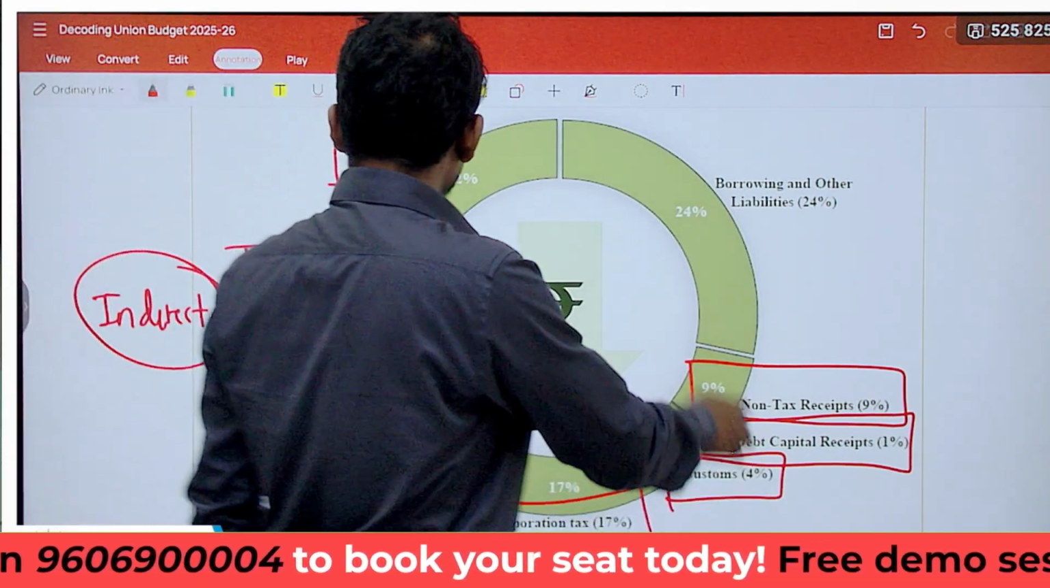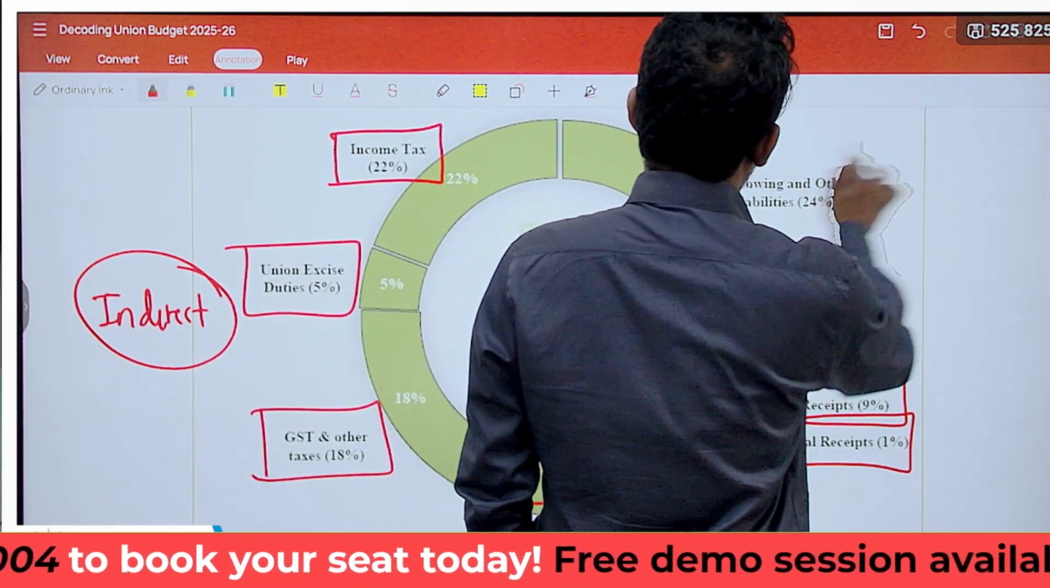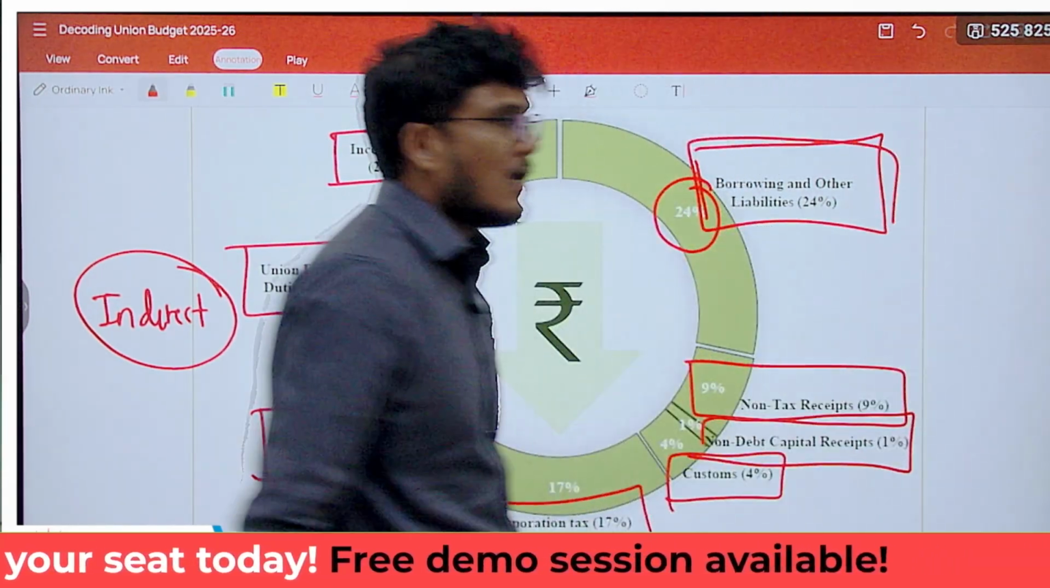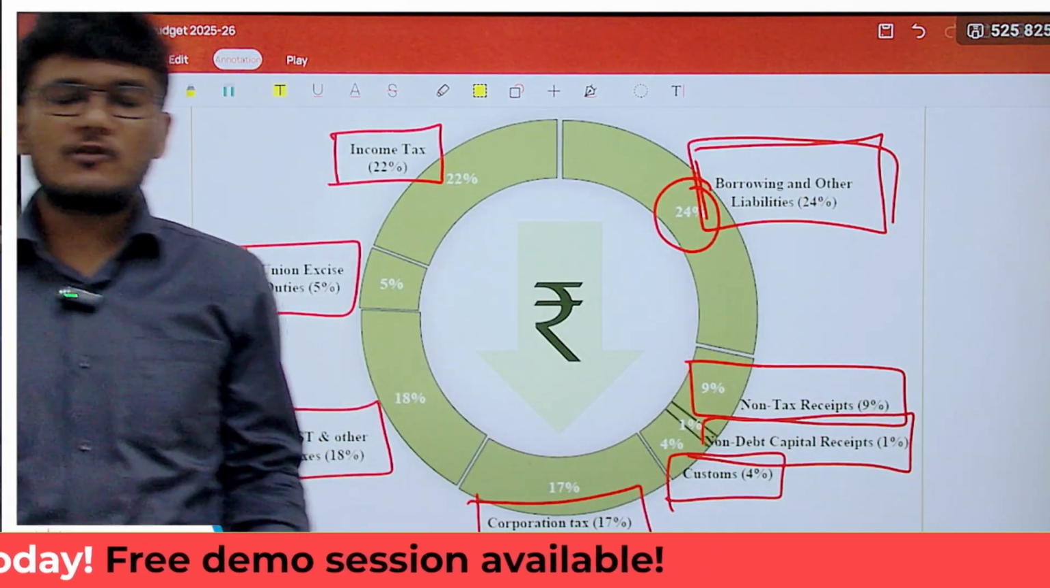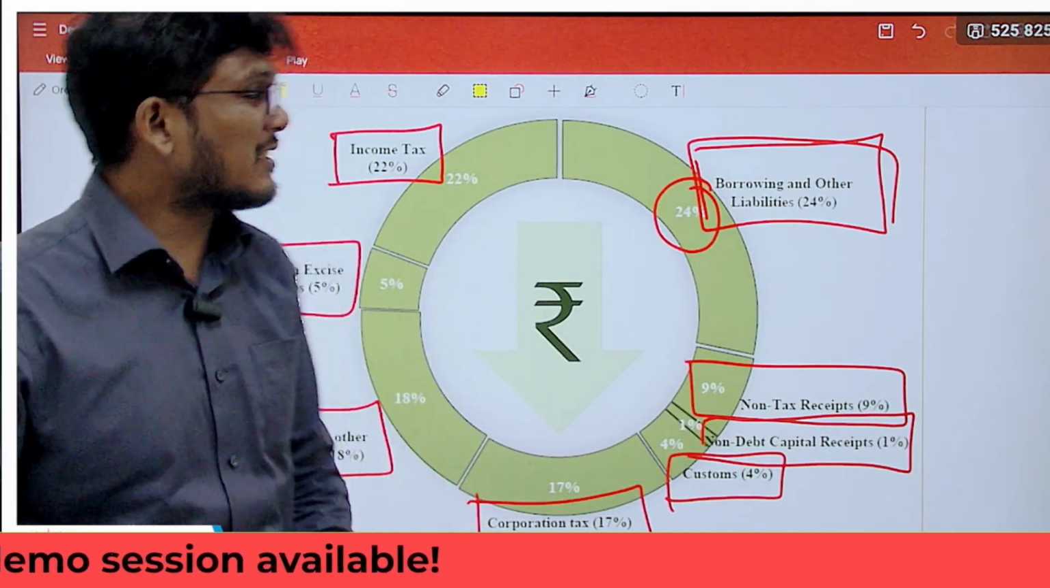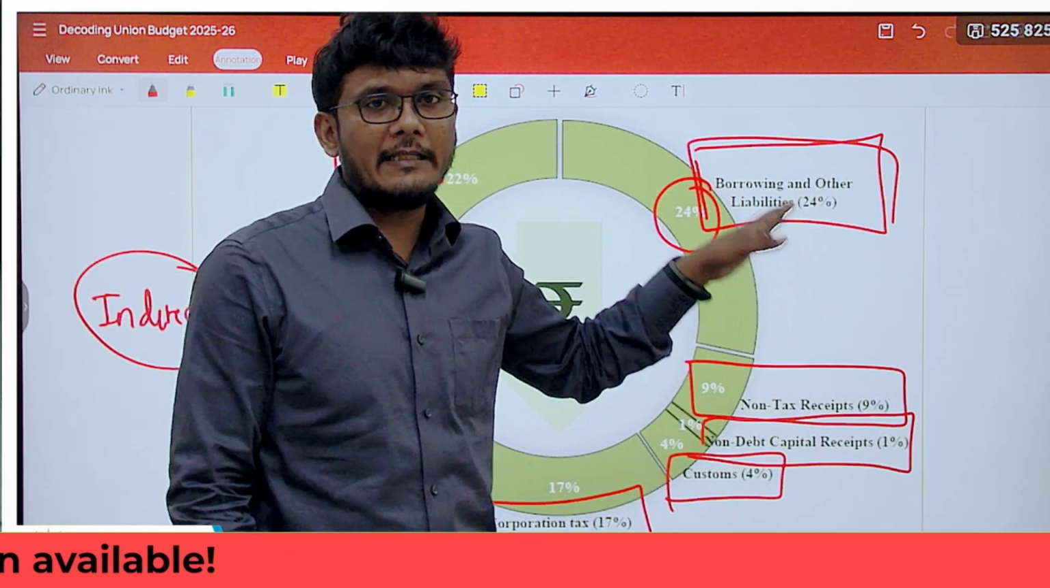Now 24%, which is actually the highest, is coming from borrowing and other liabilities, meaning the government is taking loans, it is creating a liability on the government. This should be lower than this.